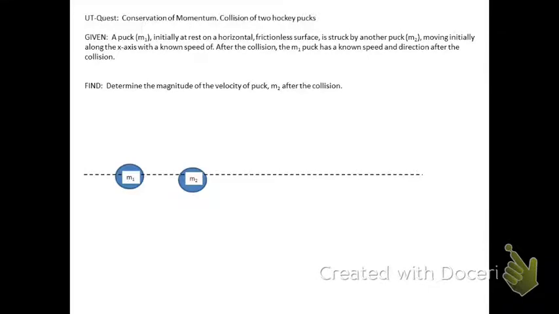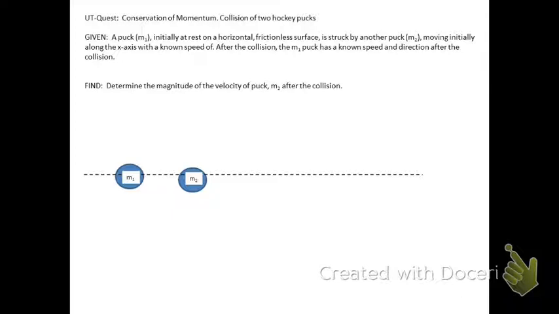General Physics, UT Quest problem set, conservation of momentum. This particular problem is a collision of two hockey pucks. All right, this is case number 1. Two objects hit each other and bounce away from each other. The trick to this is they bounce away in 2 dimensions, but the way we solve it is the same.